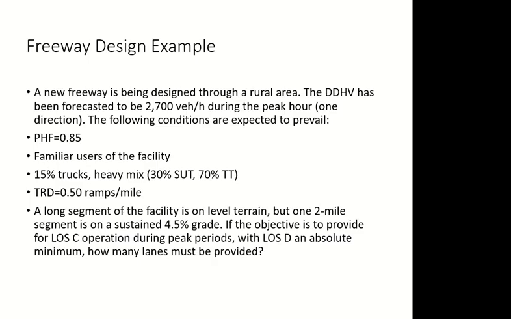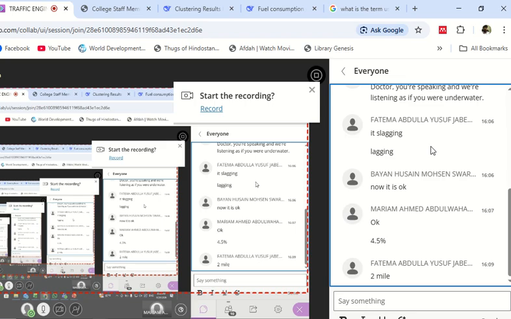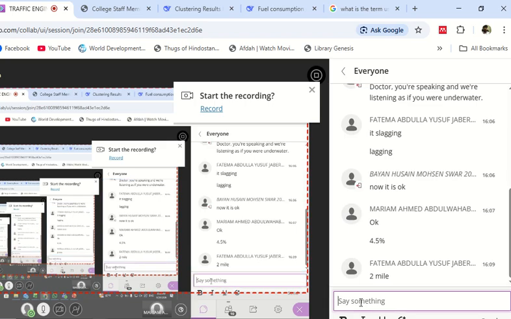And we have to find out the number of lanes. Level of service should be C or D. Okay, let us start solving it. We start with calculation of free flow speed. Free flow speed for a freeway equals this thing.